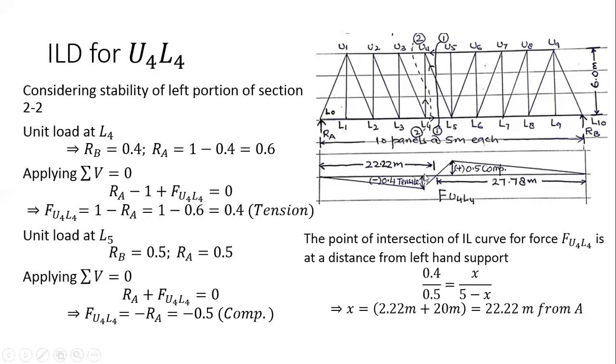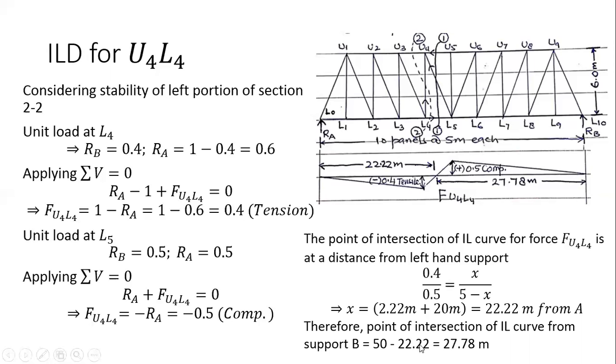Now this 2.22 is from here to here. In this I have to add this much distance, which is nothing but 20 meters. So plus 20, this comes out to 22.22 from the point A. The remaining distance, that is 27.778, is from point B, support B. So these are my distances.